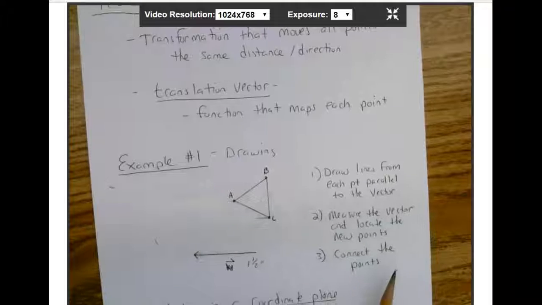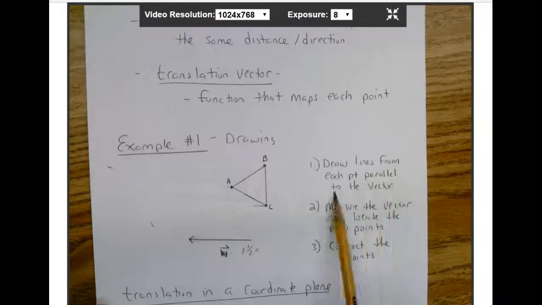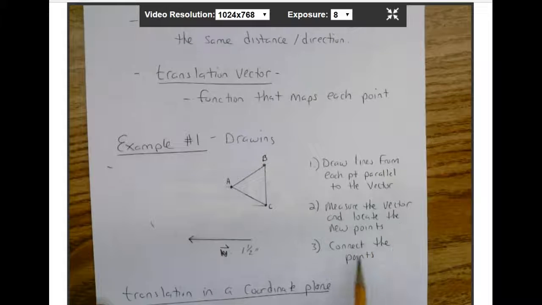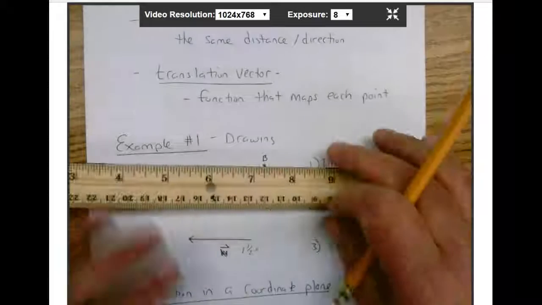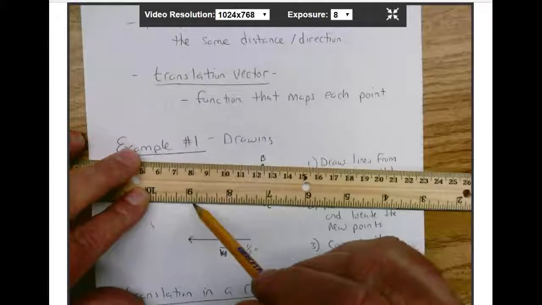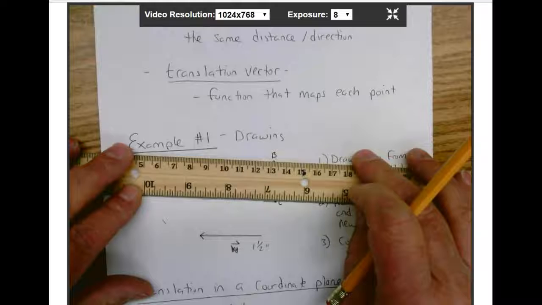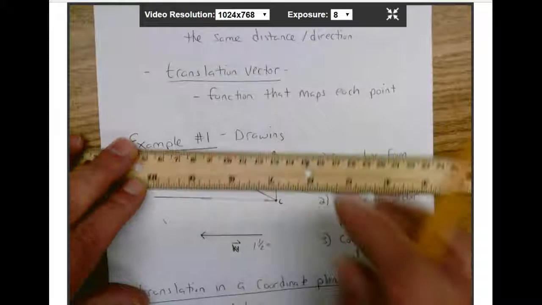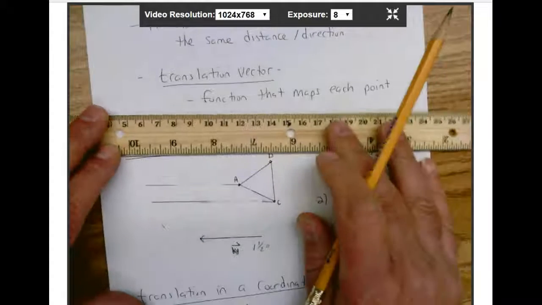So what we do, general procedure, is once you know what the vector is, you draw lines from each point parallel to the vector, and then you measure the vector and locate the new points and connect the points. Okay, so you might want to just draw some lines. There's a couple ways to do this. You could make it exact, but you could just draw. You want to make sure these are parallel. So we want to draw the line, and then we want to draw another line. We'll make this plenty long enough here, just to be sure. If you make the line bigger, it doesn't matter. Same one here, and then the same one here.